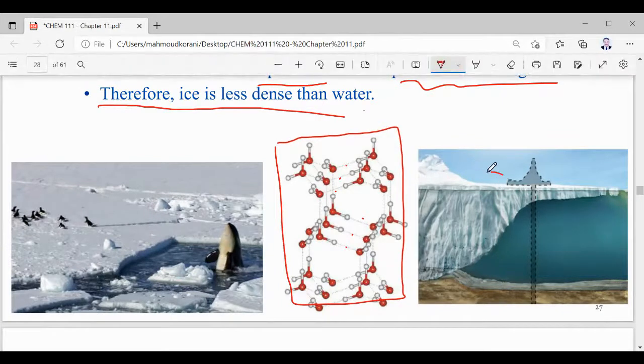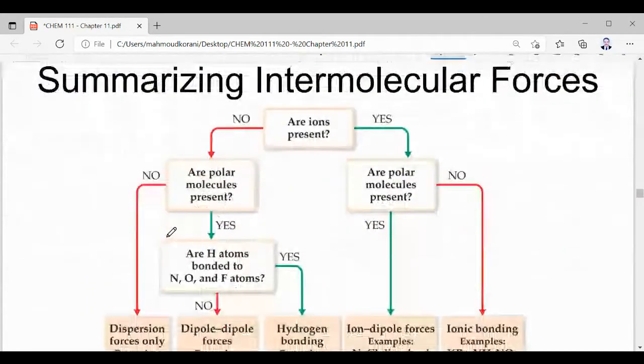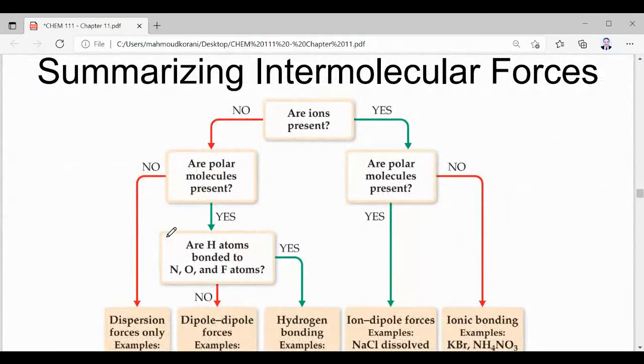So you see the ice floats over the surface of the liquid water, and the same is shown in this diagram. Now, just summarizing the intermolecular forces and how you can know which is which. How can you determine the type of intermolecular forces inside the mixture you have?